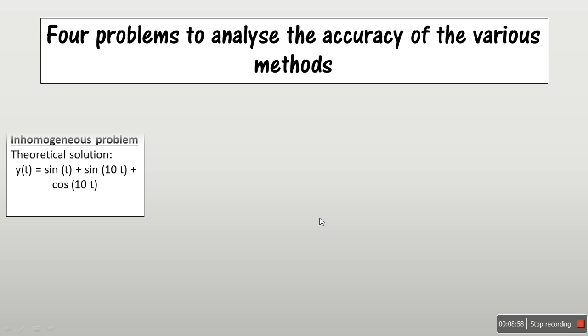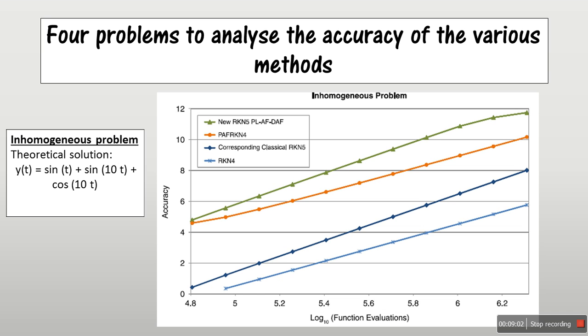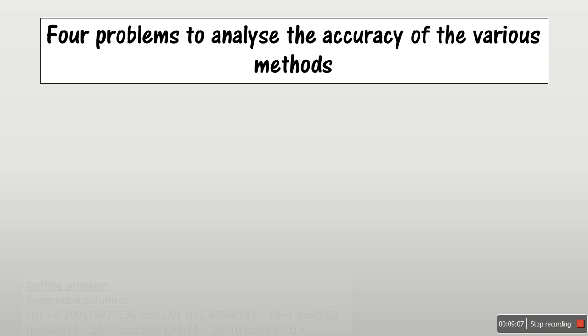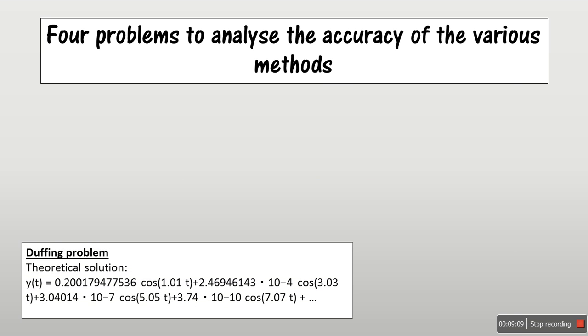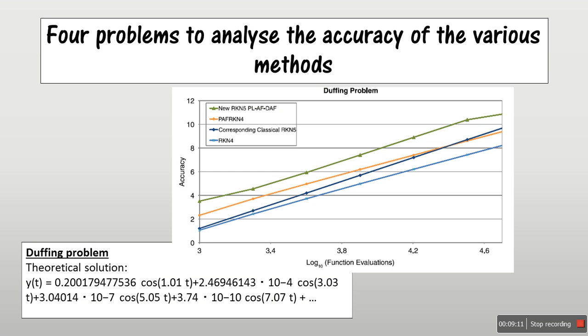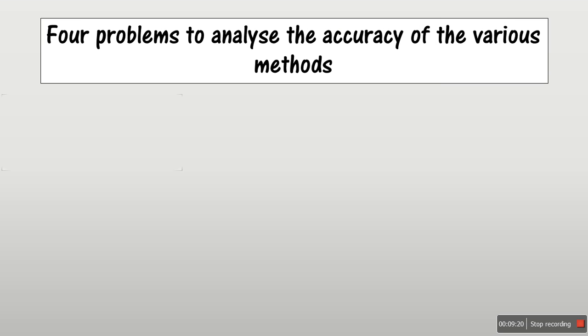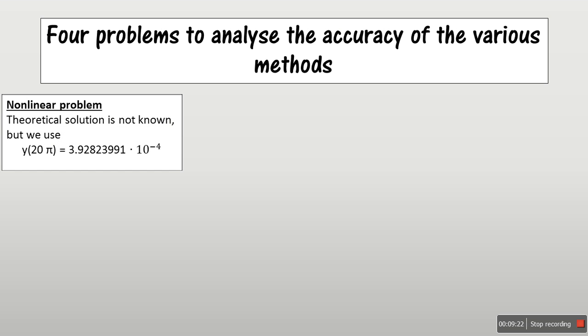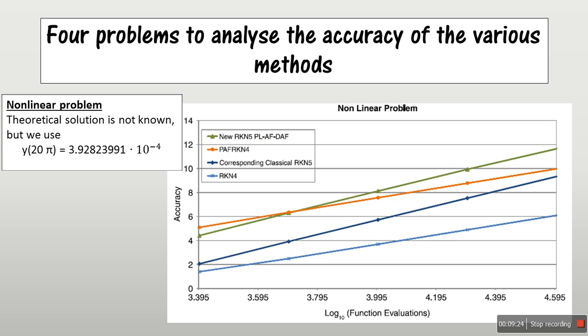And for the second problem, which is the inhomogeneous problem, the graph also shows that the highest accuracy belongs to the new method. And for the third problem, the Duffing problem, with the theoretical solution below, the graph clearly shows that the new method, which is the green line, has the highest accuracy. The fourth, which is the final problem, is the nonlinear problem. From the graph, it can be seen that once again, the new method has the highest accuracy.